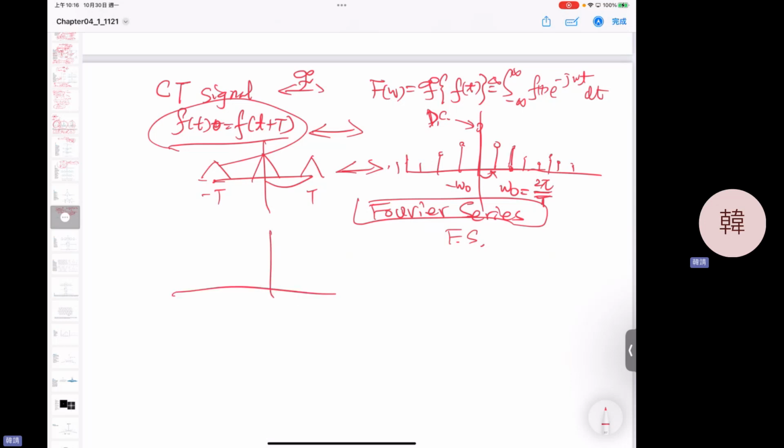If your T is increasing, what happens? Omega 0 is 2 pi divided by capital T, where T is your repeat, periodic time. So when your T increases, your omega 0 becomes smaller. What does that mean? It becomes higher density. So if your repeat T becomes larger, the result is the frequency spectrum becomes higher density. It becomes like this.